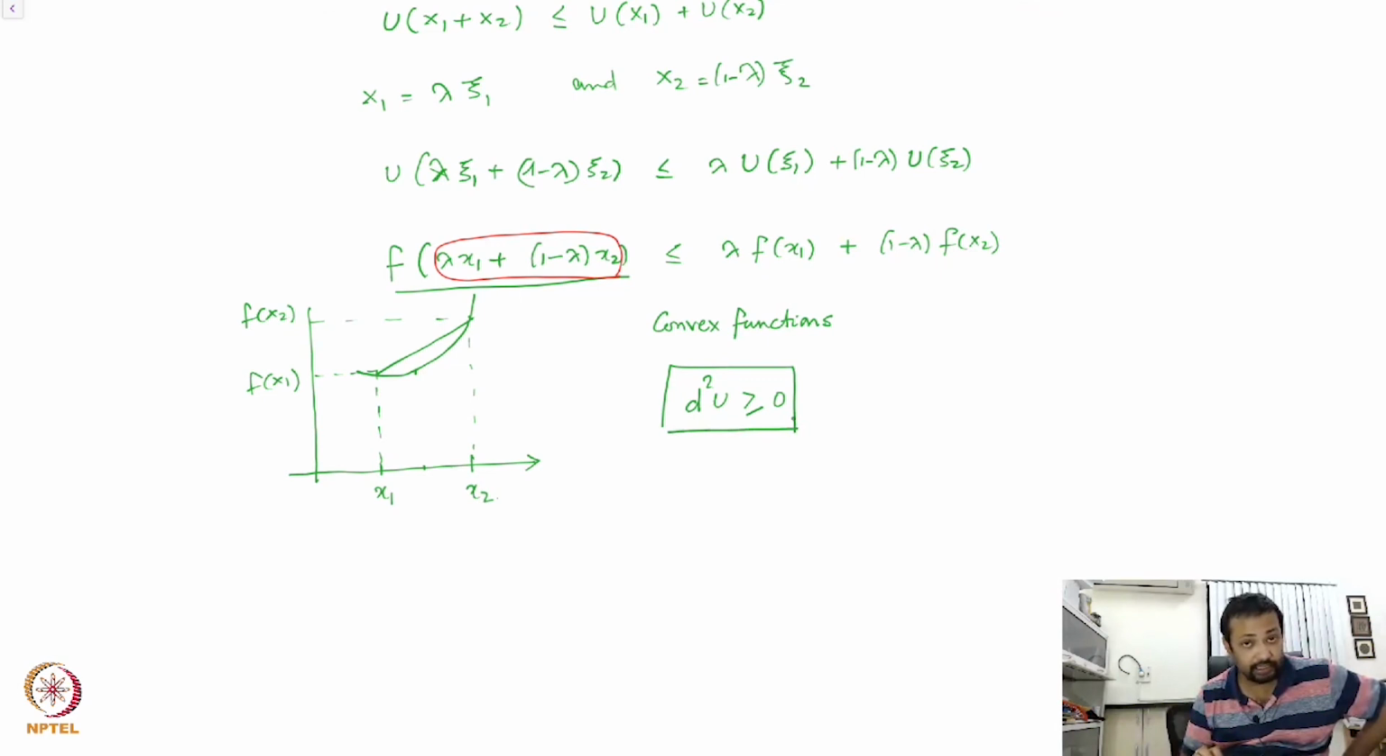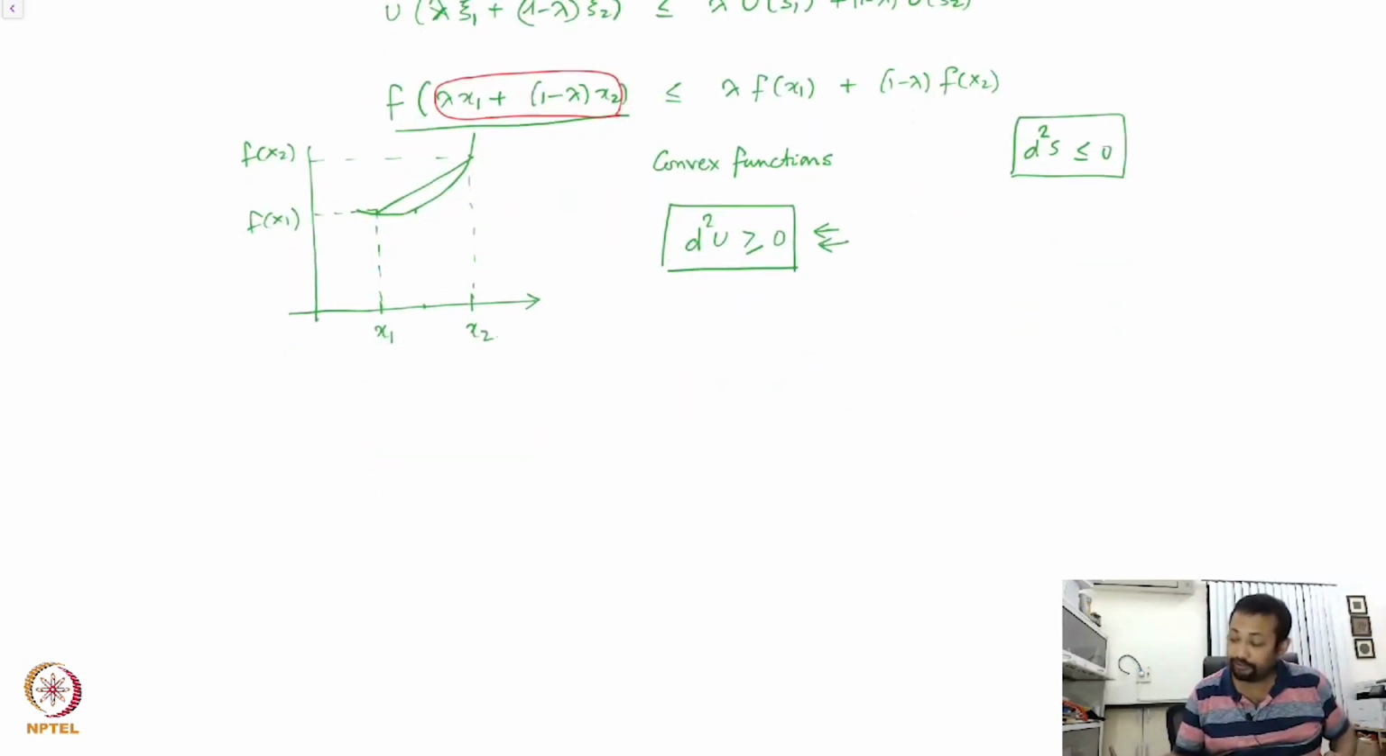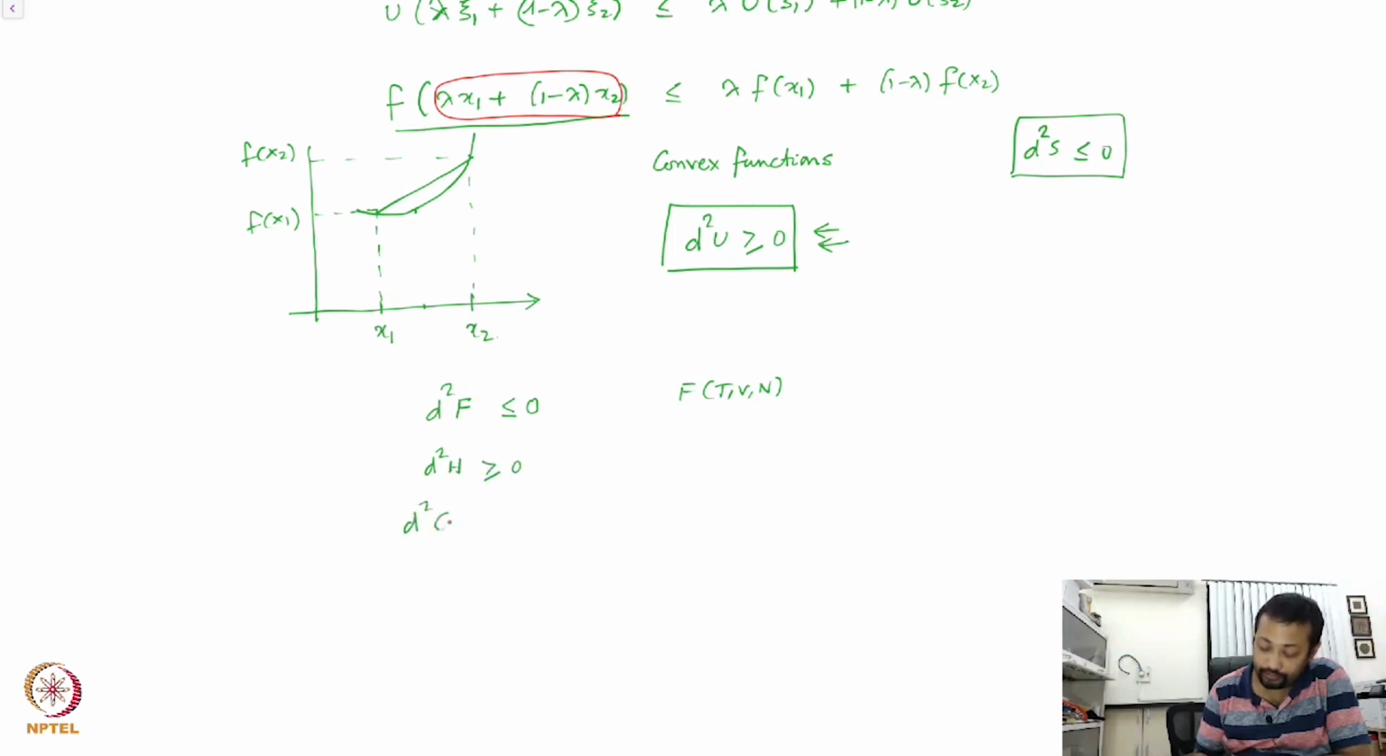Therefore, as far as thermodynamics is concerned, as a system goes to an equilibrium, it maximizes the entropy, which would mean that d2s is less than equal to 0, or it minimizes the internal energy, which would mean that d2u is greater than equal to 0. Similarly, for the other thermodynamic functions, one can show that for the Helmholtz free energy, d2f is less than 0, f is a function of T, V and N, d2h is greater than 0, d2g is again greater than 0, and d2 omega is again greater than 0.